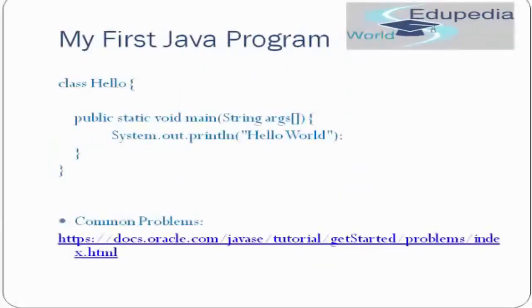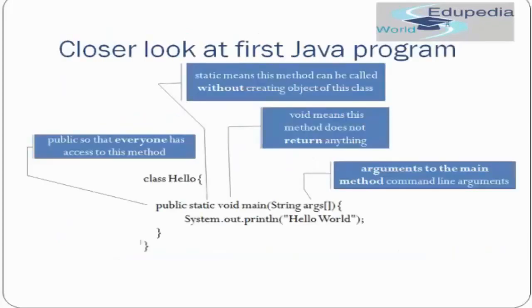where we created a class hello, wrote a main function, and printed hello world in this program. Now we'll study the syntax and the meaning of each line of this program. So let's move forward with that. Okay, so the first line of this program is class hello.